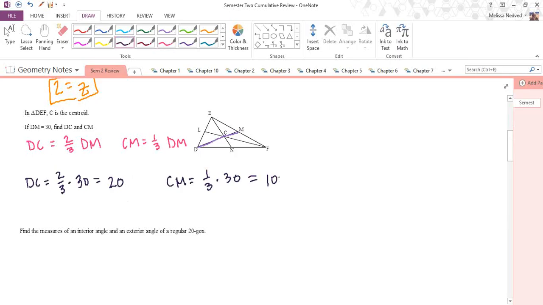Two things you can do to double check here: make sure your math is right, and make sure that your two segments DC and CM have a sum of 30. 20 plus 10 does in fact have a sum of 30, so we're good to go. So just spend a little bit of time reviewing what we know about those points, but you don't have to be able to identify them.